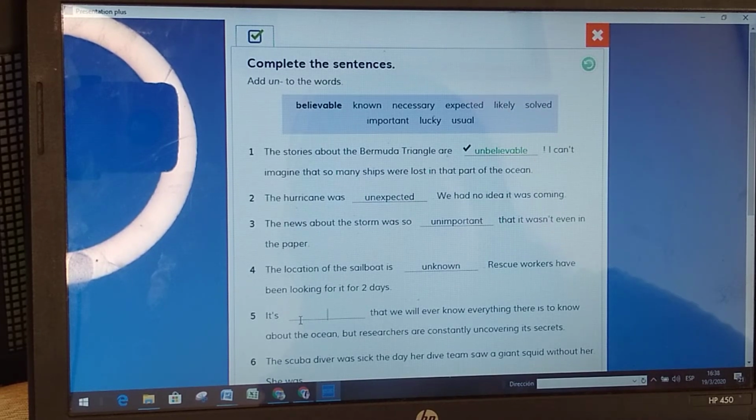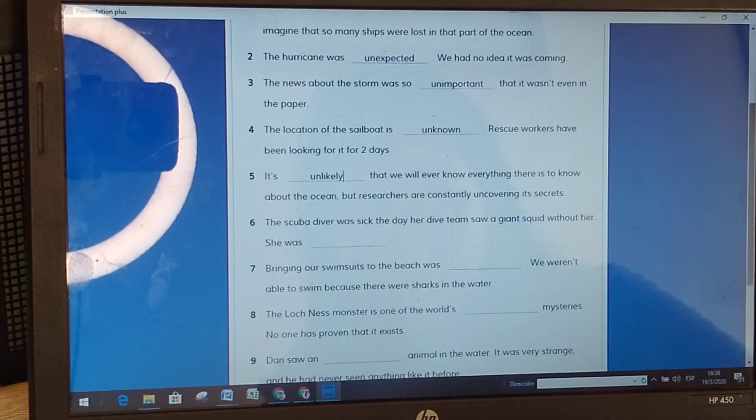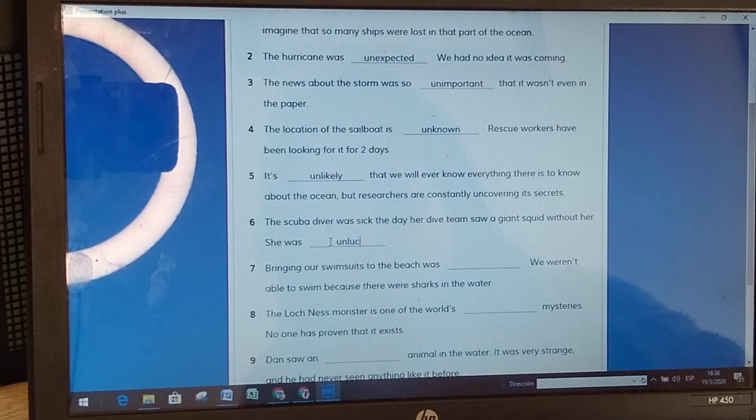It's unlikely that we will ever know everything there is to know about the ocean, but researchers are constantly uncovering its secrets. The scuba diver was sick the day her dive team saw a giant squid without her. She was unlucky. Bringing our swimsuits to the beach was unnecessary.